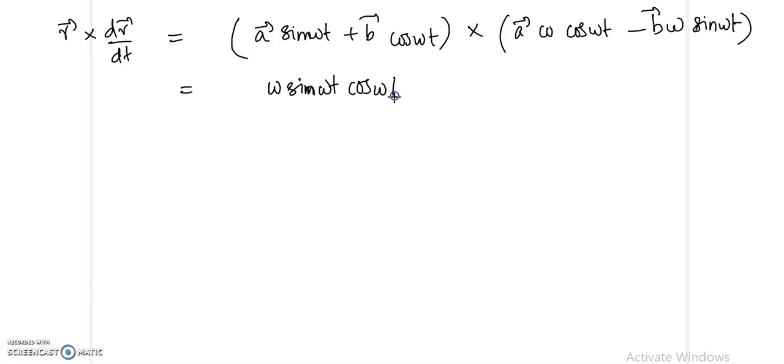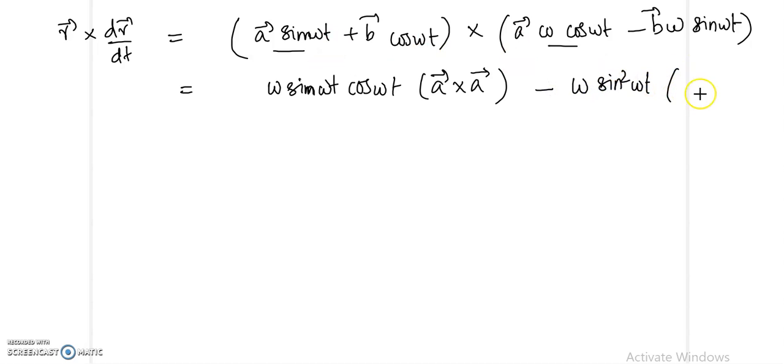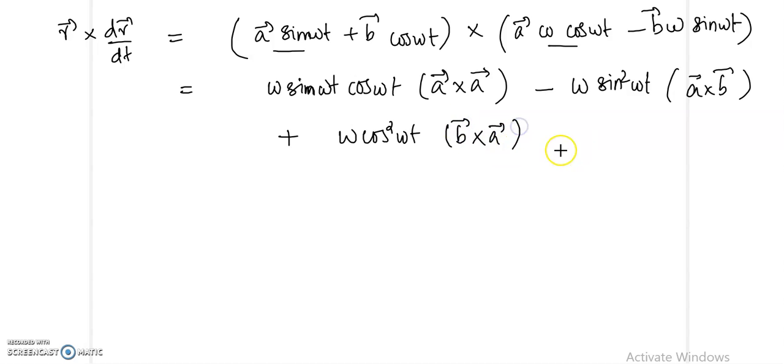cos omega t into the product of these two components, so you will get a cross a, okay, and then minus omega sin square omega t into a cross b will come here, then plus omega cos square omega t, so you will have b cross a, then minus omega sin omega t cos omega t b cross b.